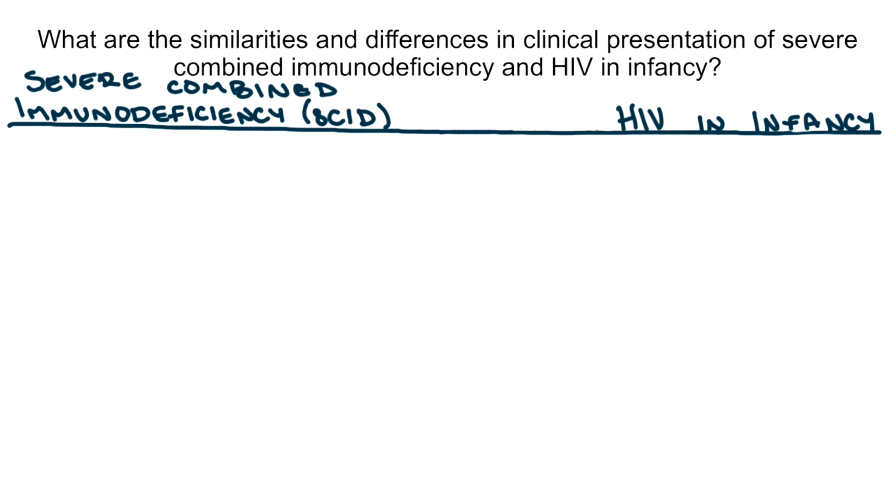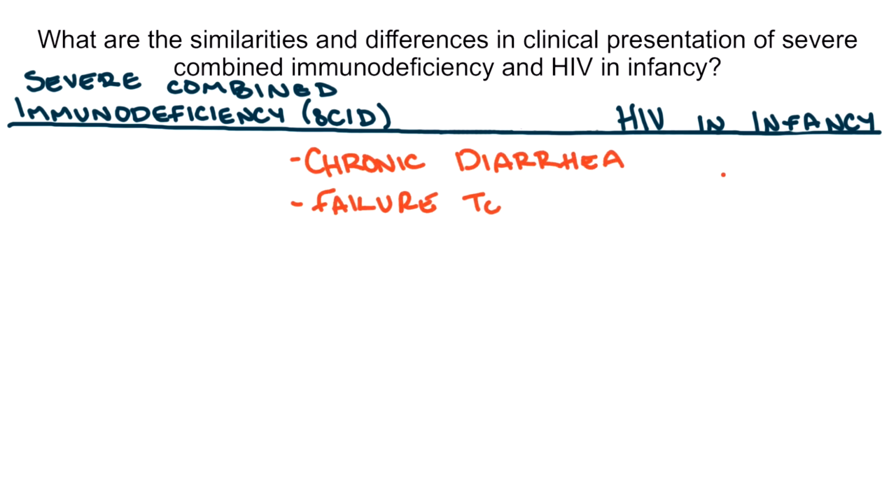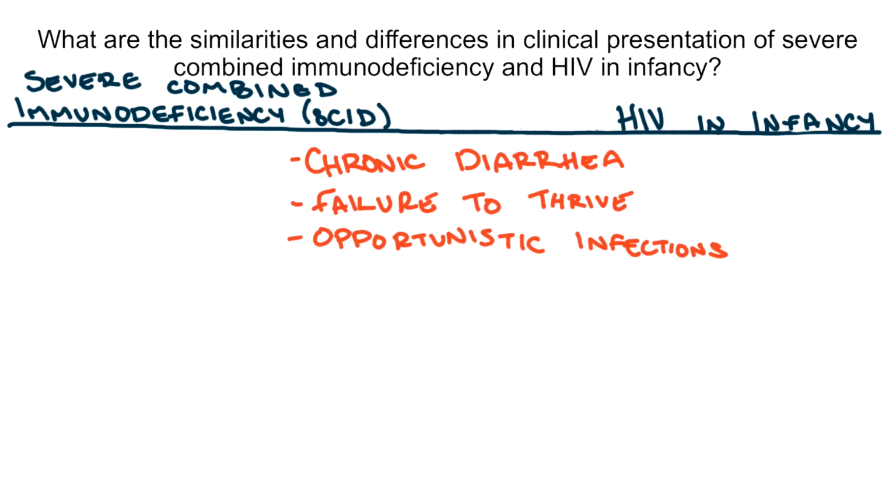What are the similarities and differences in clinical presentation of severe combined immunodeficiency and HIV in infancy? Both severe combined immunodeficiency and HIV in infancy will have several clinical features in common. Those include chronic diarrhea, failure to thrive, and opportunistic infections, most commonly with pneumocystis or Candida. There are two clinical differences between these conditions.